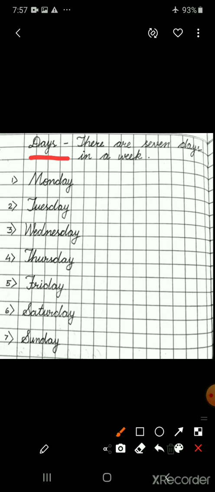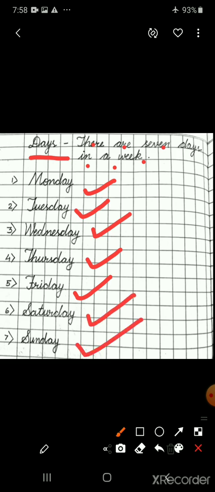In days you will write: there are 7 days in a week. After that you will have to write all the days' names here as Monday, Tuesday, Wednesday, Thursday, Friday, Saturday and Sunday. You will write every spelling correctly and in very fair handwriting you will write everything.